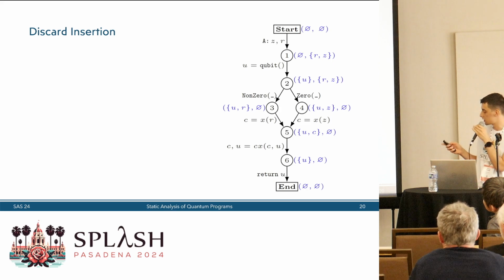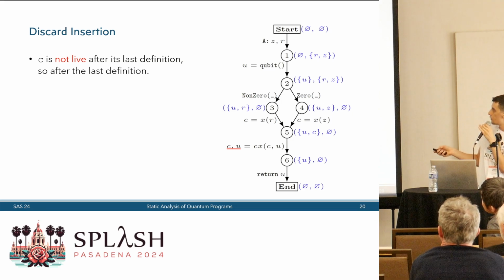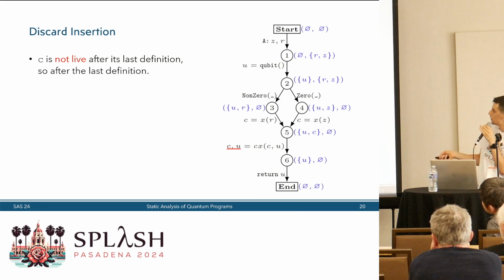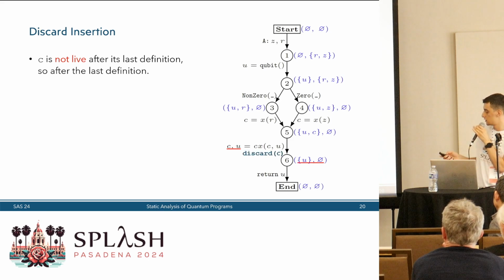So let's see this in the example. First we search for not live variables. How do we know that a variable is not live? We check after every definition whether the variable is in one of the two sets. So here, after the definition, U is live, it is used. C will be used, so it is live. The second C is never used, so it is not live in node 6. So this C is never live, and we can add the discard just after the definition, because it's never used.